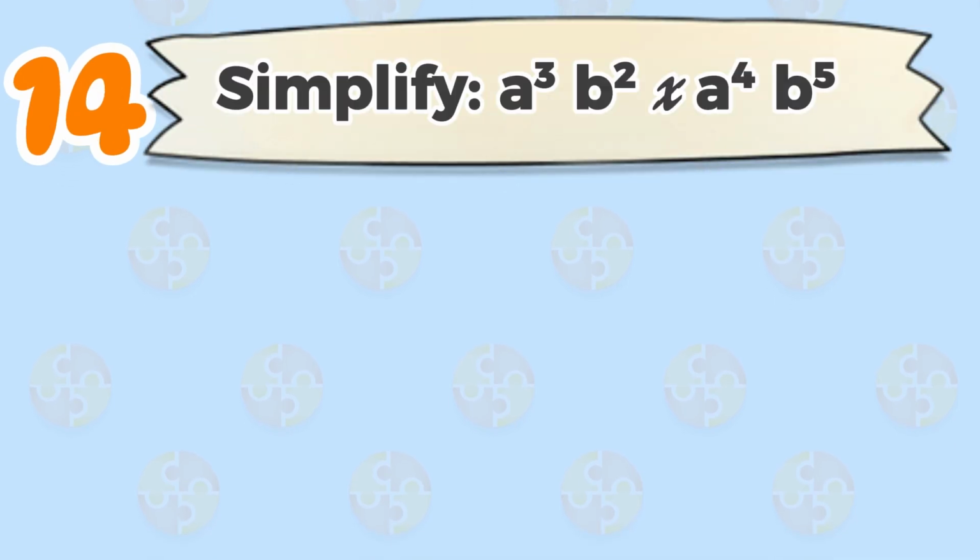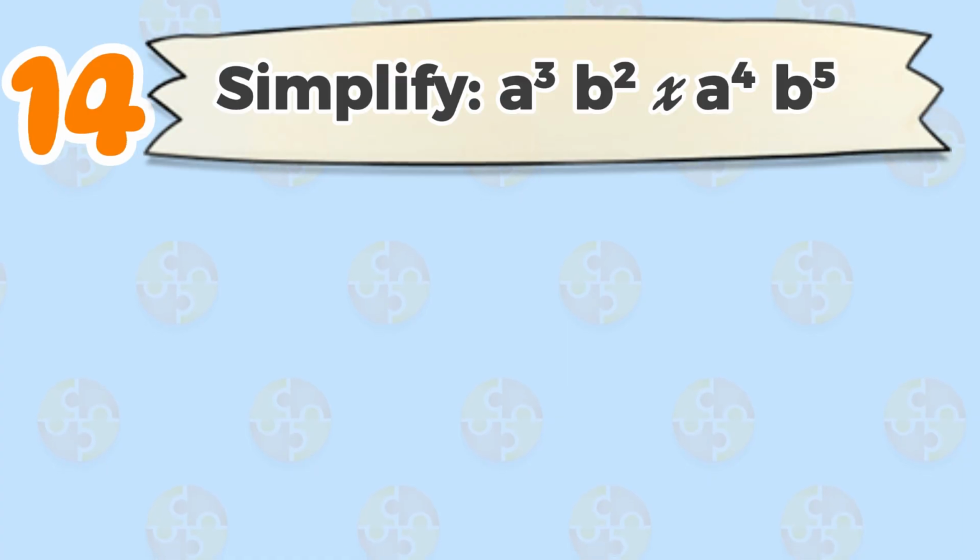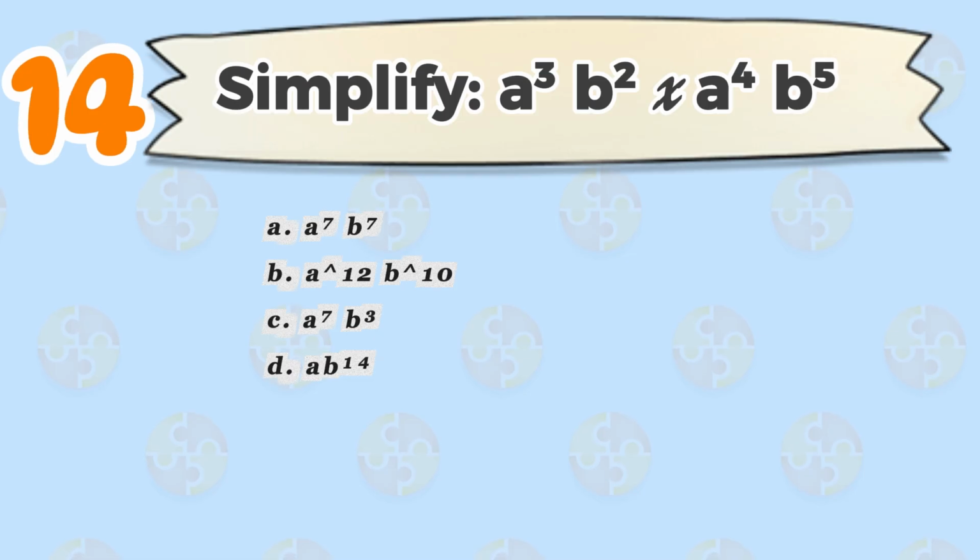Question number 14. Simplify 8 cubed b squared times a to the 4th power b to the 5th power. The choices are A. a to the 7th power, b to the 7th power, B. a to the 12th power, b to the 10th power, C. a to the 7th power, b cubed, D. ab to the 14th power.